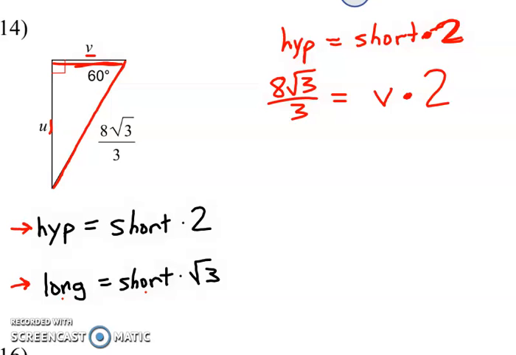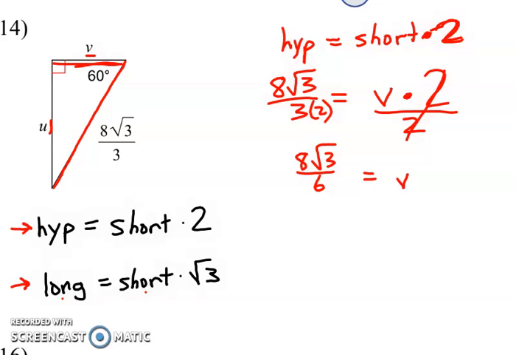Okay, so let's continue with this. V times 2, I want to get down to just V by itself, so I'm going to divide by 2 to cancel out that multiplication. If I do that on one side, I do it on the other side, which is really putting a 2 down here, right? Okay, so those cancel. I'm left with just V, the short side, and my new term on the left-hand side is 8 times the square root of 3 over 6.